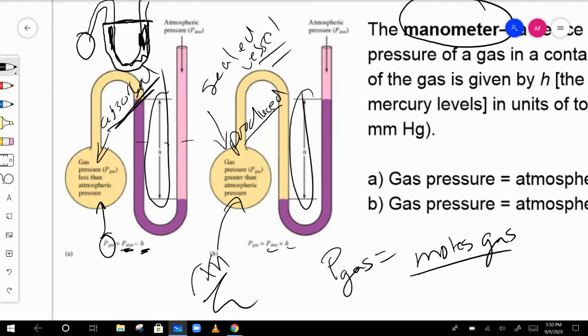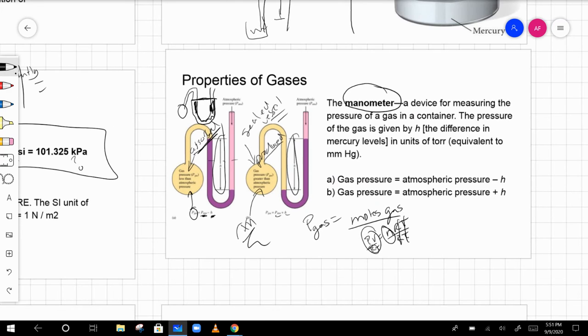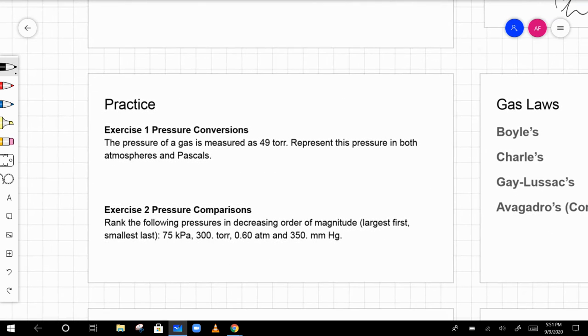Because we can use the ideal gas law, PV equals nRT, and just divide by RT to solve for the moles, because we'll know what the volume is here. We'll know what the temperature is. R is a constant, so we can figure out exactly how much gas was either created or used in that situation. Okay. Next.